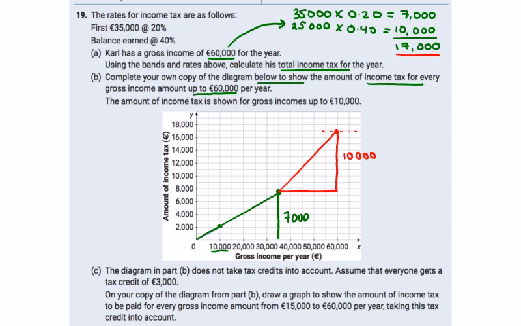And the diagram in part B does not take tax credits. Assume that everyone gets a tax credit of 3,000. On your diagram from part B, graph the amount of income tax now. So we're going to pay 3,000 less in tax. And it's from 15 to 60. So let's highlight 15 to 60. So 15,000 is here.